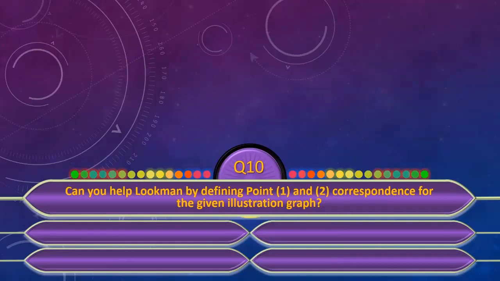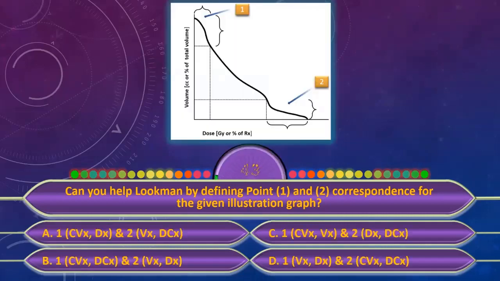Okay, so relaunch, yes. This is question number 10, last question. Can you help Lukman by defining point 1 and 2 correspondence for the given illustration graph? I need point 1 and point 2, what they are.